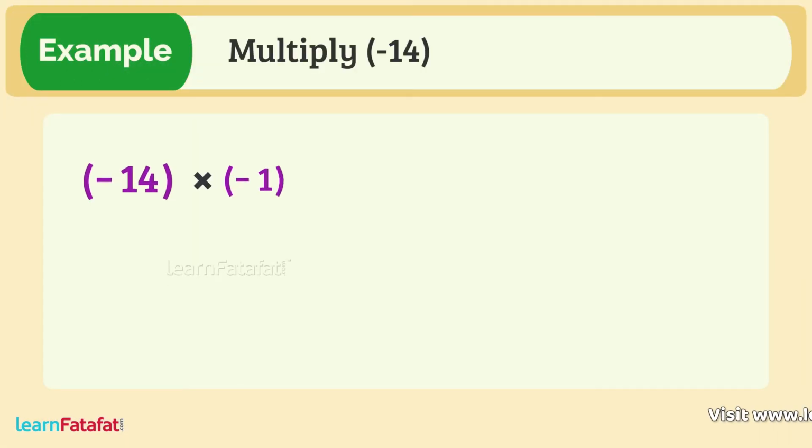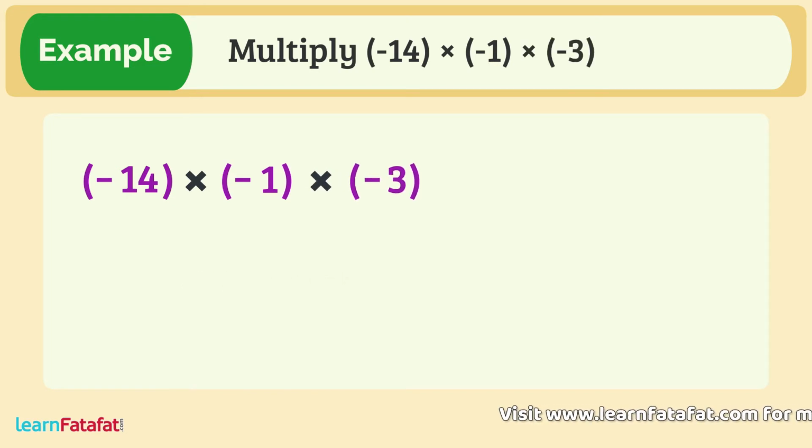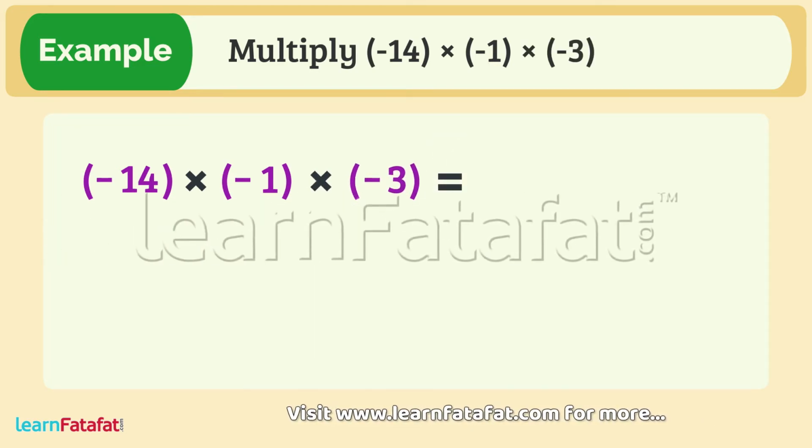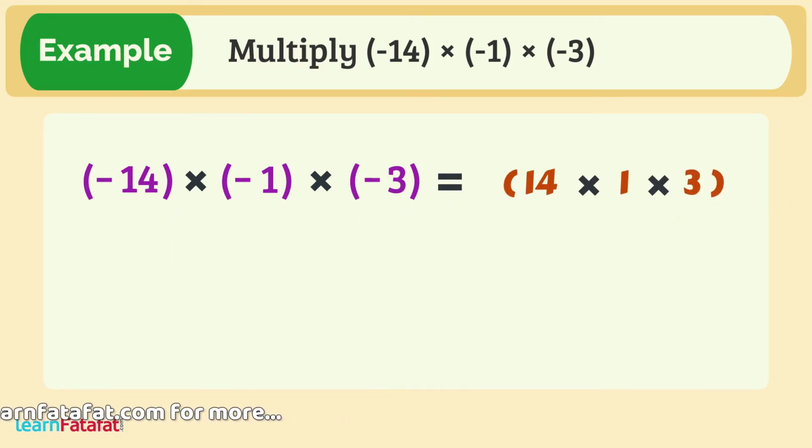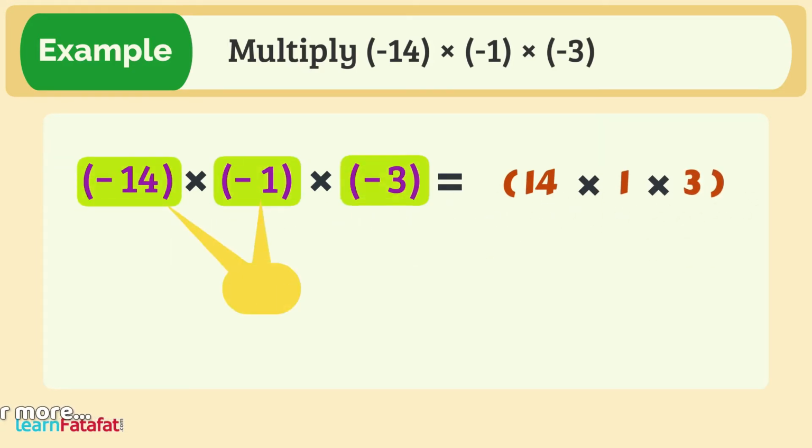Example, multiply -14 into -1 into -3. The given multiplication can be written as product of integers without sign. The number of negative integers is 3. 3 is odd, so give negative sign to the product. Solving this gives -42.